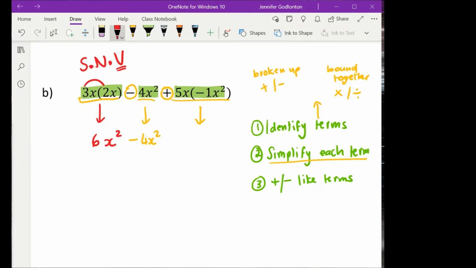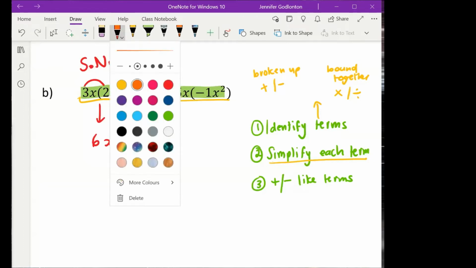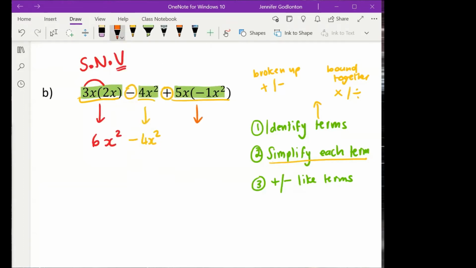Okay. Then we're going to look at this guy over here, and we're going to follow that same logic. First we look at signs: a positive and a negative is a negative. Now we look at numbers: 5 times 1 is 5. And now we look at our variables: x times x squared is x cubed.